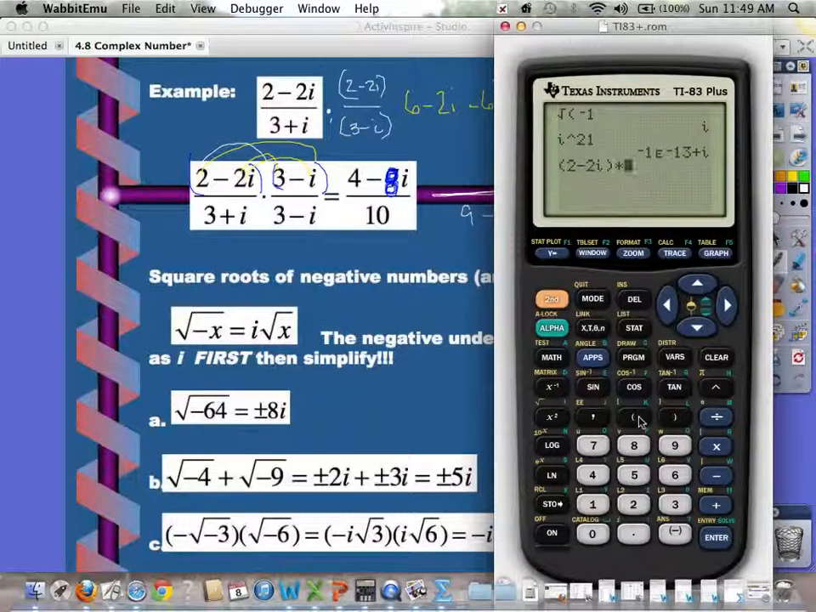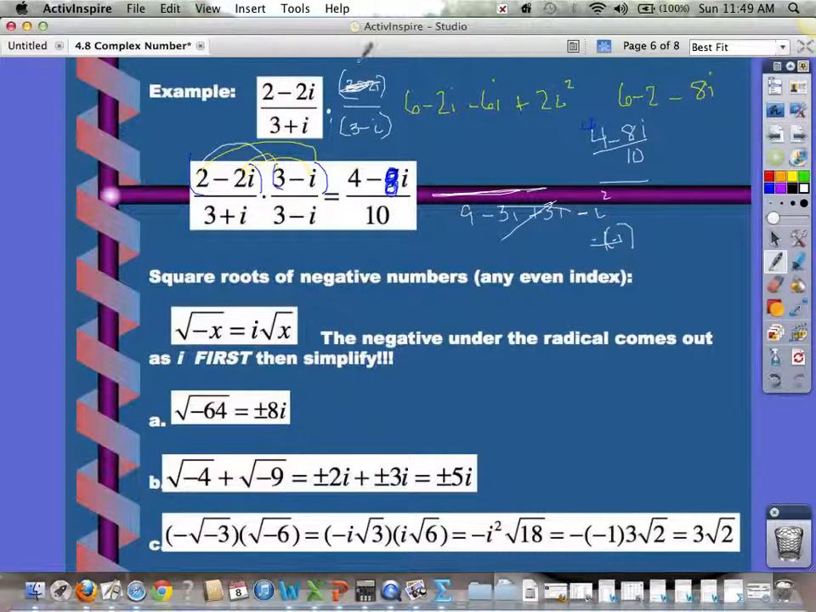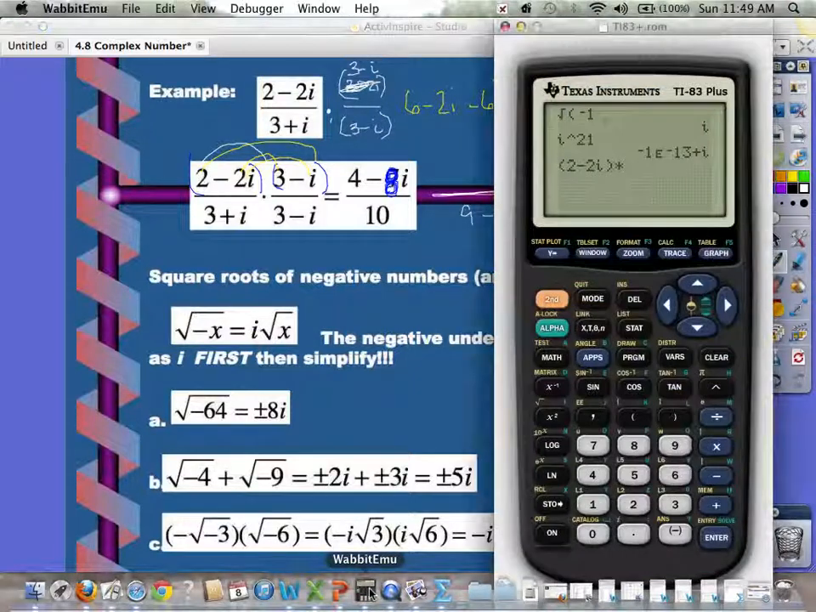Times. Oops, I even wrote that wrong up there. Hold on, let me fix it. My goodness, the brain has lost it. Sorry, guys. Trying to talk and walk. I don't think I can do both. All right, so then I'm going to do 3 minus i. That's the conjugate of the bottom. So 2 minus 2i times 3 minus i.